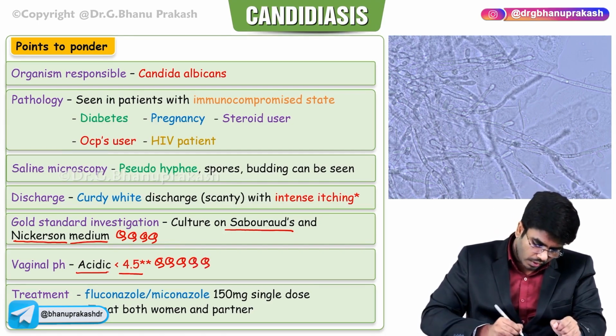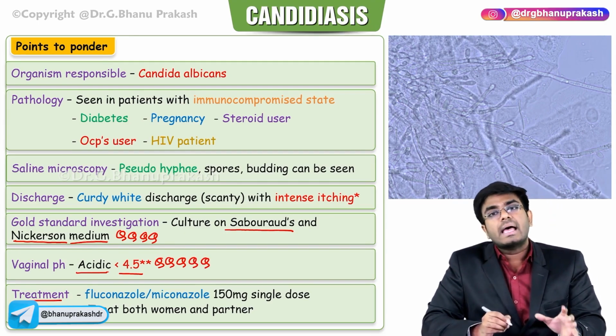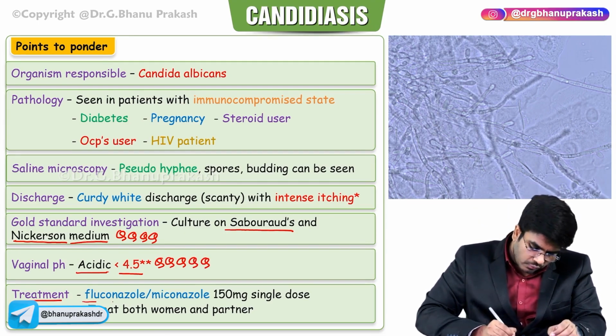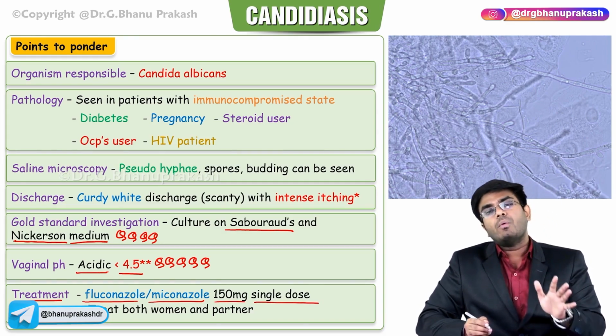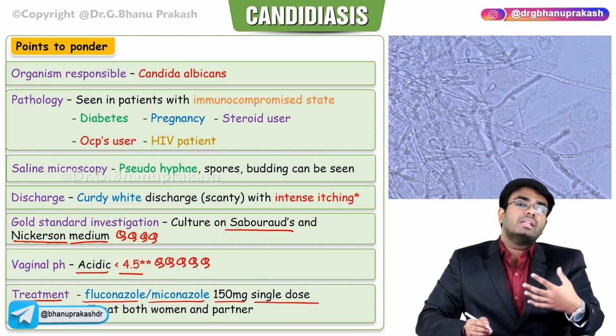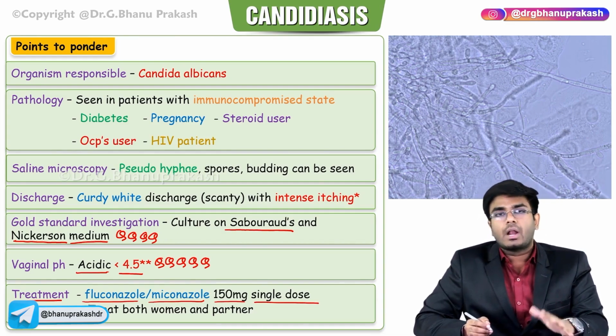Okay, well and good. Now, what about the treatment? The treatment is the azole group of drugs, which includes fluconazole or miconazole. A 150 mg single dose is enough. Now, what about the treatment for the partner? Should we treat the partner or not?